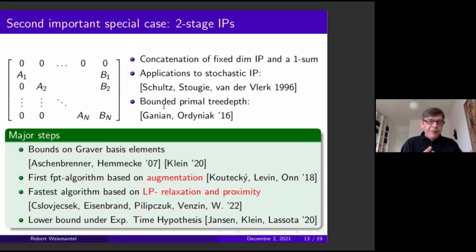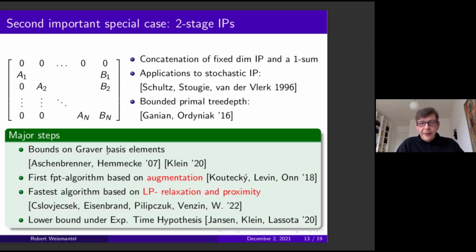So as we did it before, let me point to some important references when it comes to two-stage IPs. The first strong bound on Graver basis elements was given by Aschenbrenner and Hemmecke in '07, and quite recently Klein gave a much better bound on the Graver basis bound. So the first FPT algorithm is based on augmentation, and it's also in this paper by Kouteckỳ, Levin, and Onn, which I already mentioned. And as you can expect, the fastest algorithm is based on LP relaxation and proximity.